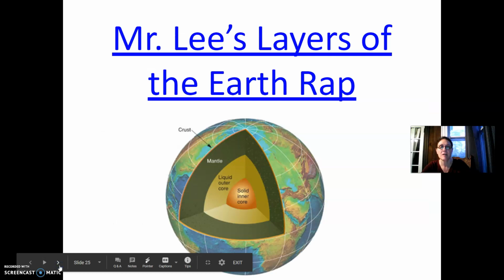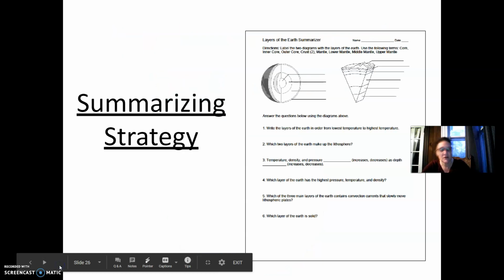I have loaded a rap about the layers of the Earth. It's kind of cute, so listen to that if you get a chance. It'll help you maybe get it in your brain and you'll start remembering about the crust and mantle and bob your head. And this is the sheet that you will be working on.